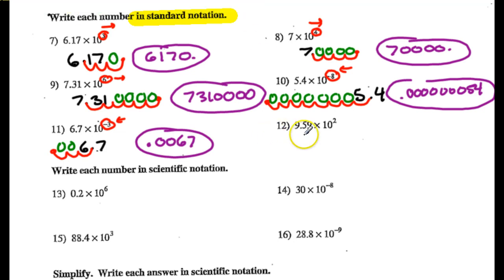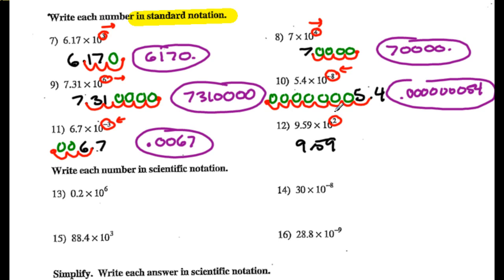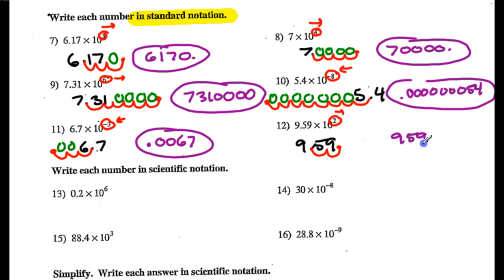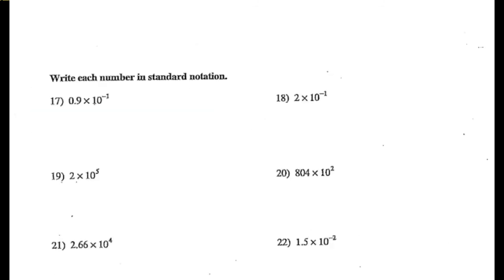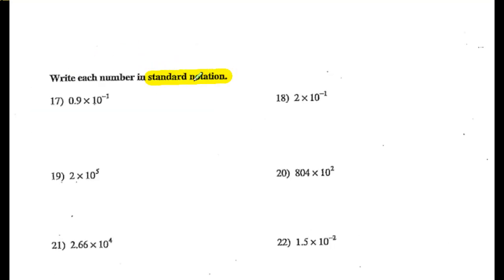Alright, last one. 9.59 times 10 to the 2. 9.59 is the number. My exponent is a positive 2, so that's 2 to the right. 1, 2. The decimal is here now, so when I clean this up, it's just 959. You can put it there or leave it off the end, but that's where it is now. Okay, so for this one, you're going to go to this page where the direction says, write each number in standard notation. These are already in scientific, so now you're going to put it in standard.